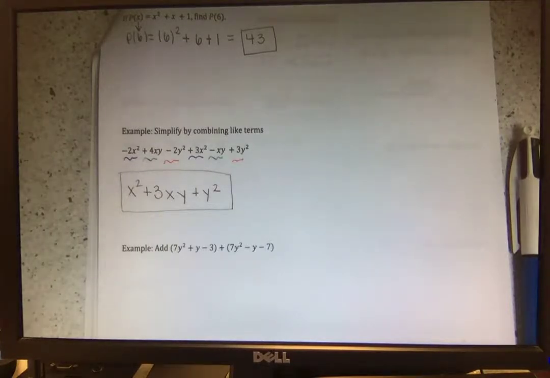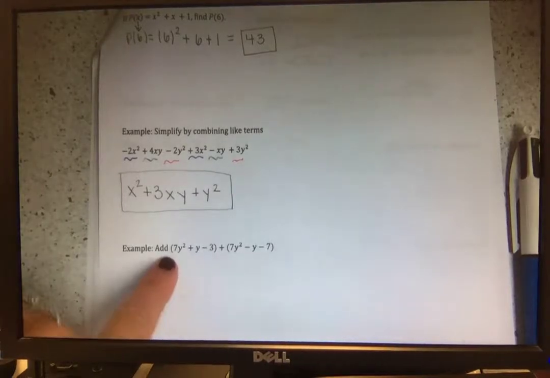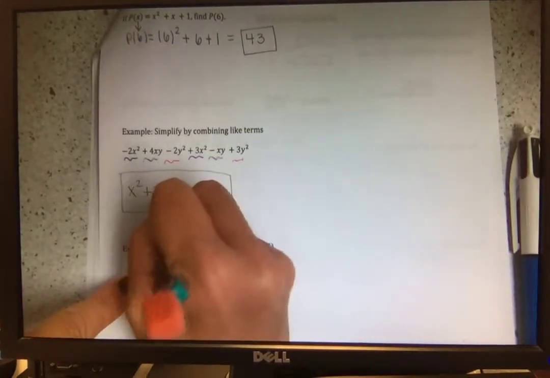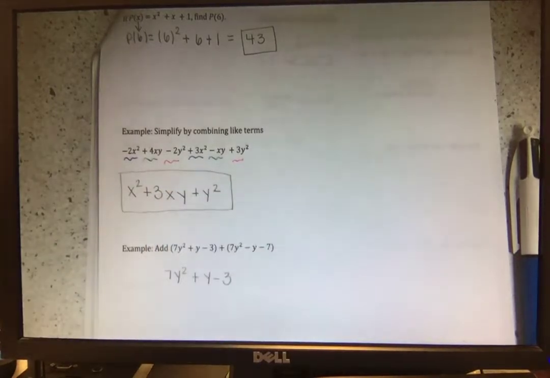Next example, adding 7y squared plus y minus 3 plus 7y squared minus y minus 7. Because there's parentheses there, we need to get rid of the parentheses. Outside of this first set of parentheses, there's nothing, or it's a positive 1. If we were to distribute a positive 1, we'd be left with 7y squared plus y minus 3, so it's going to stay the same.